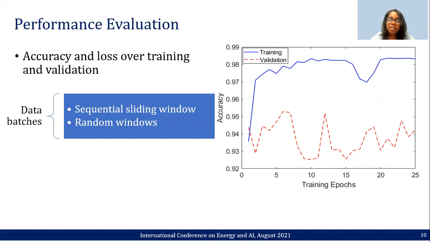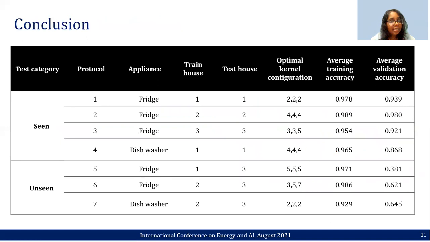Each data batch consisted of a sequential sliding window with 1 second intervals and random windows with the aim of improving the generalization of the training model. Therefore, in the study, we account for these significant variations and then extract the average validation accuracy. This table presents our extracted results.